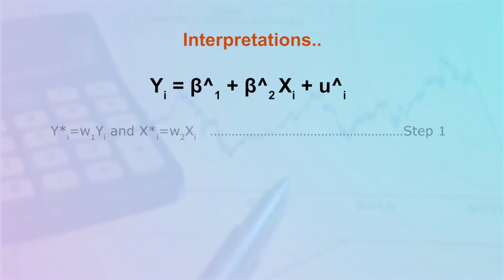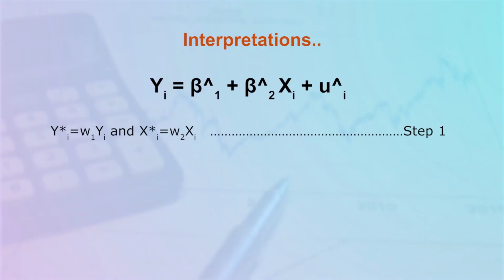So what we observe in step 1 is that we consider yi star to be w1 yi, which means w1 is the weight attached with y1, and x1 star is w2 into x1, which is again the weight attached with x1. That is what we get in step 1. As we do in our ordinary least squares methodology, we take all the variables as deviations from their means. For example, yi minus y bar, xi minus x bar, and we represent them in small letters.